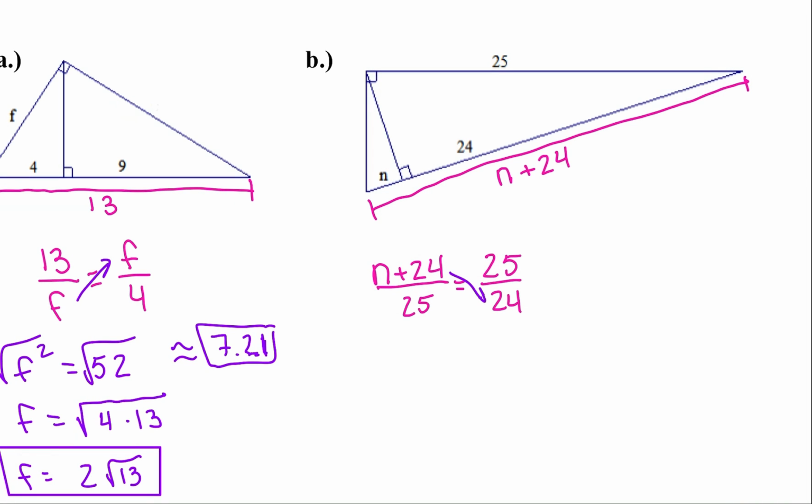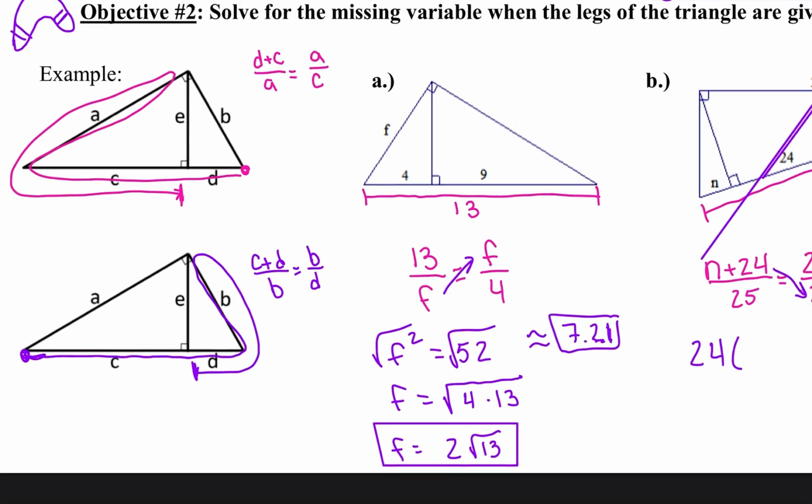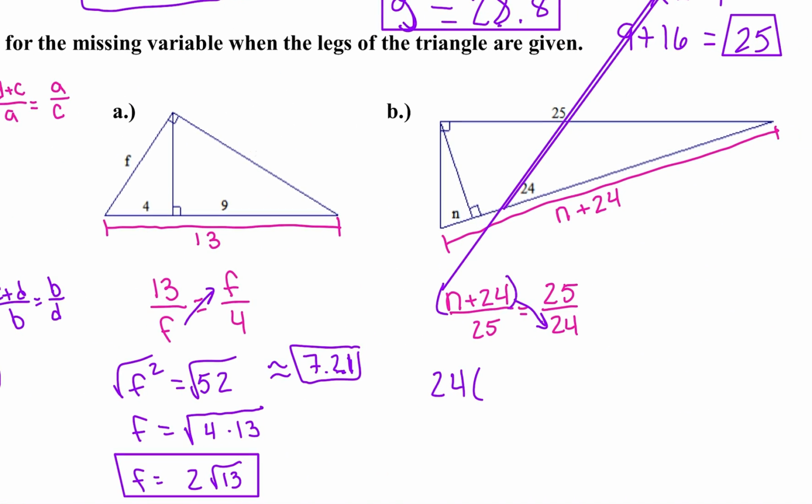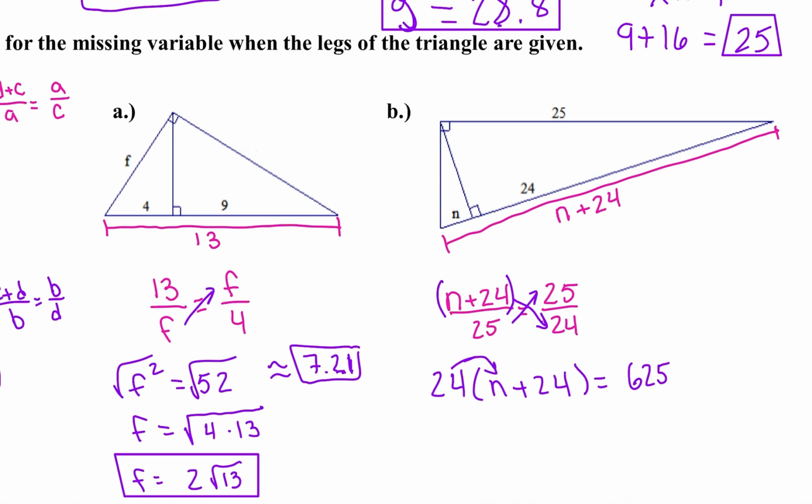24 cross multiplied up to the n plus 24. So we got 24 outside the parentheses. Let's put parentheses right here around this. We're going to do 24 times n plus 24. And then here we got 25 times 25, and that's going to give us 625. And we can go ahead and distribute here, 24 times n plus, and we got 24 times 24. Let me type that in a calculator. 576 equals 625.